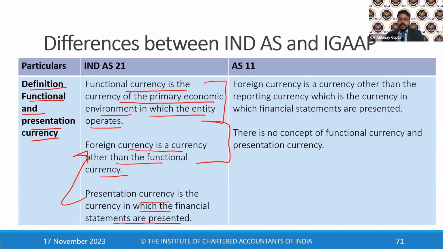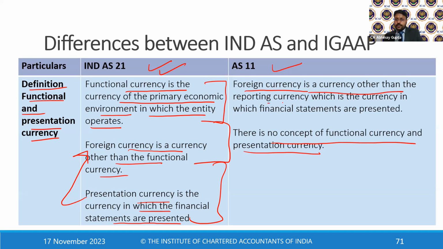So there are three concepts or three types of currencies under Ind AS 21. But under AS 11 IGAAP, there is no concept of the functional currency and the presentation currency. Only the term foreign currency is defined as the currency other than the reporting currency, in which currency the financial statements are presented. So AS 11 defines foreign currency in a different way and does not define functional currency, does not define presentation currency. So that is the difference between Ind AS 21 and AS 11, right? So there are all in all three major differences which we have just discussed.